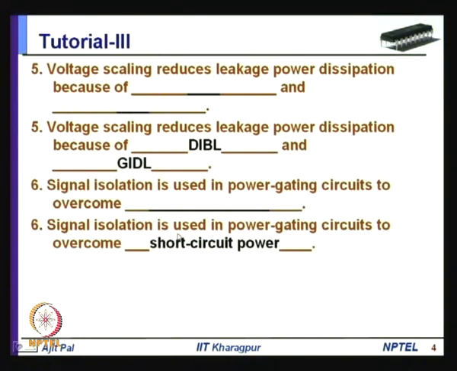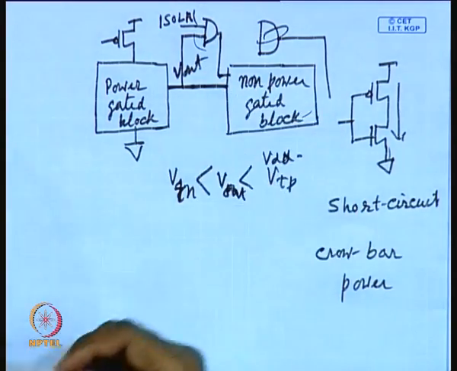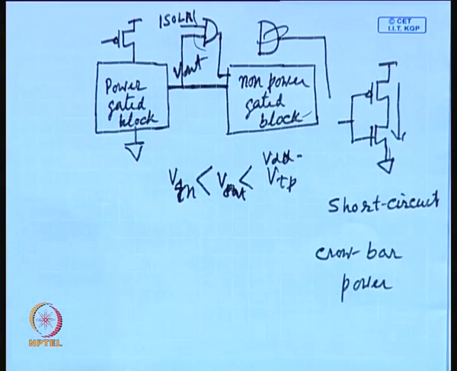So, signal isolation is used in power gating circuit to overcome short circuit power. Signal isolation can be done with the help of AND gate, OR gate, or some other hardware, as I have already discussed in detail.